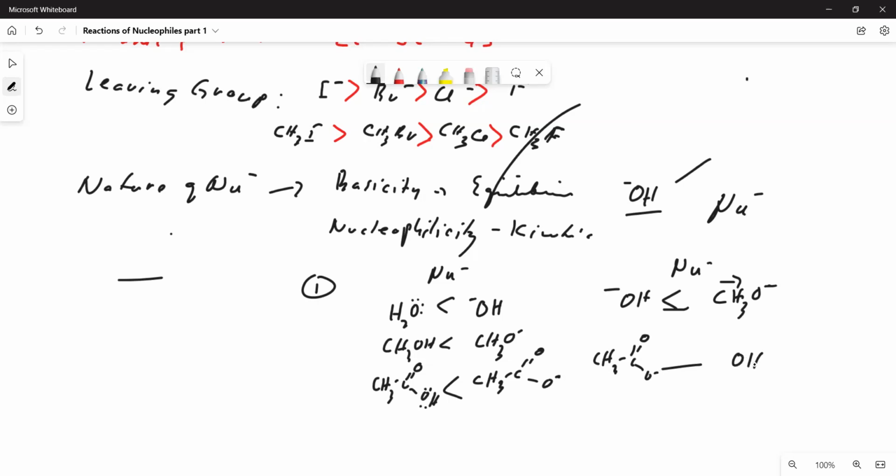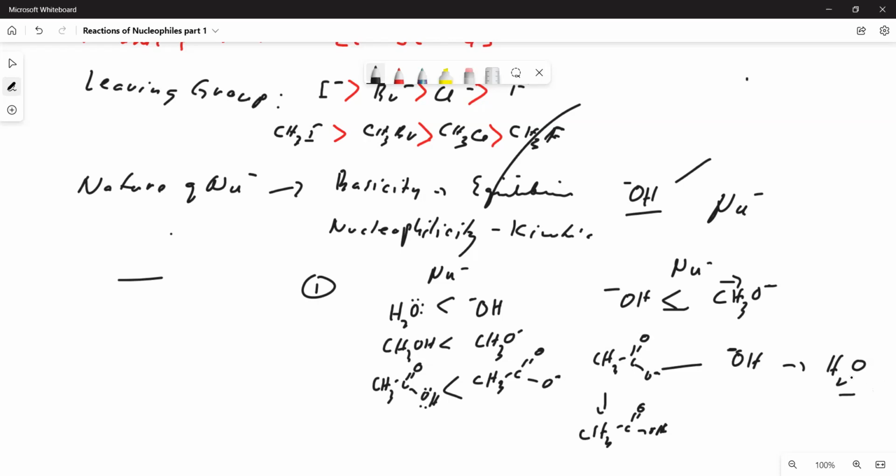Similarly, if you have acetate and you have hydroxide, they have the same nucleophilic center, but hydroxide is more basic than acetate because the conjugate acid of hydroxide is water. The conjugate acid of acetate is acetic acid. Okay. The more acidic, the weaker its conjugate base. So acetic acid is more acidic than water. So therefore, its conjugate base, acetate, is a weaker base.